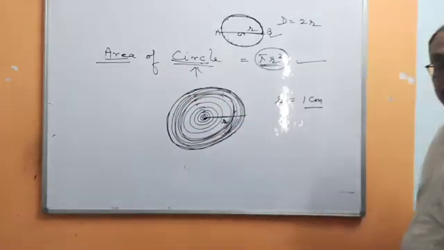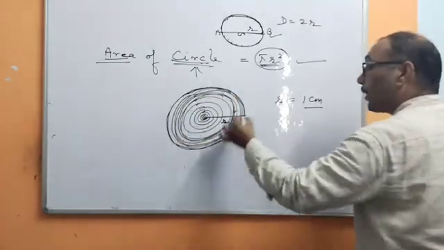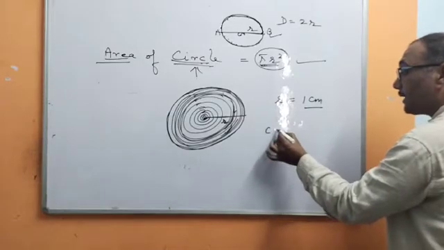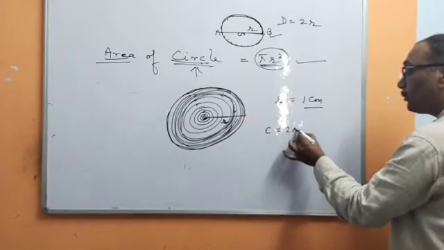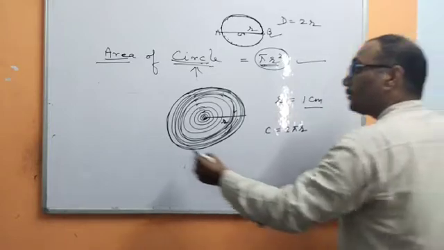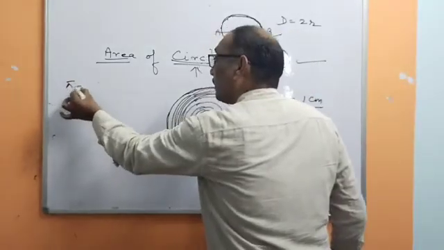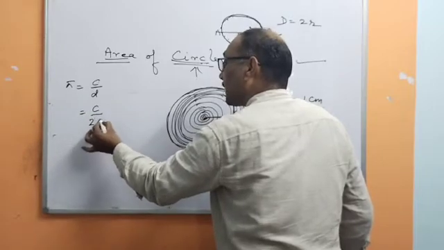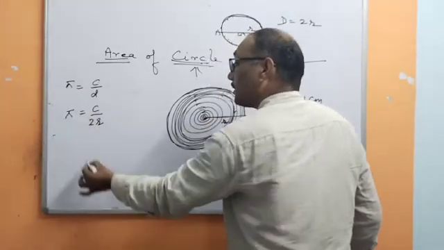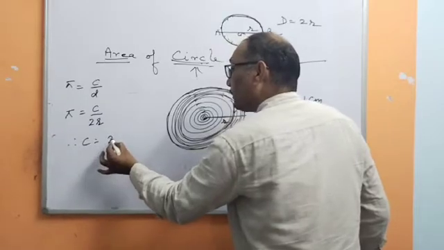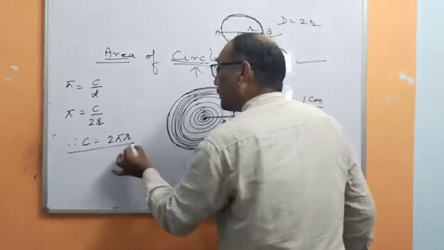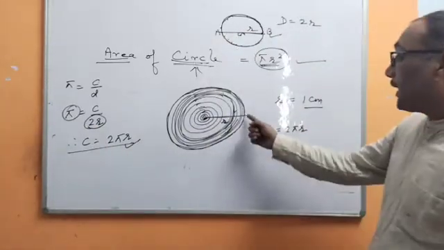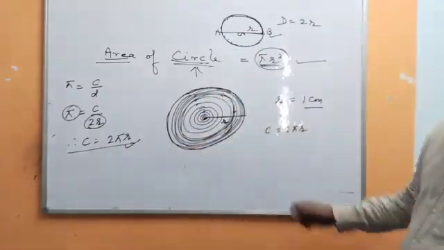radius r. Now, what is the length of the boundary of this bigger circle? It is the circumference, that is equal to 2 pi r, because pi is equal to c by d, where d is 2 times radius of the circle. So circumference will be 2 pi r. If you multiply this term with this, you will get this. So here the length of boundary will be 2 pi r.